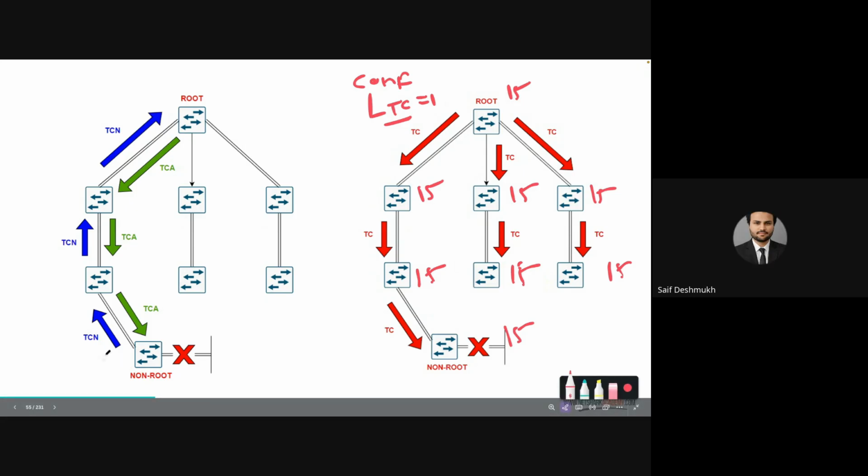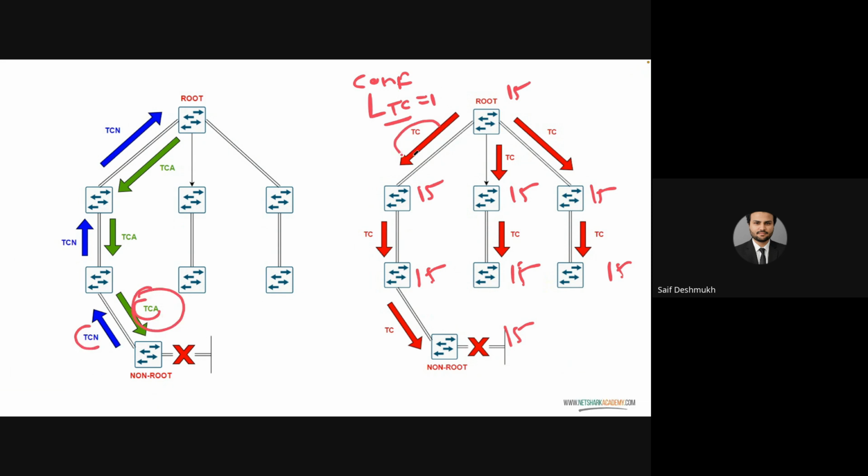So there is a TC and a TCA flag. Both of them are flags. One flag is used to acknowledge the downstream switch. The other is set by the root bridge to tell everyone, hey, something happened, please update your MAC address table. But instead of flushing everything, just gracefully age at 15 seconds. If you don't receive anything within 15 seconds, consider those MAC address entries stale and remove them.